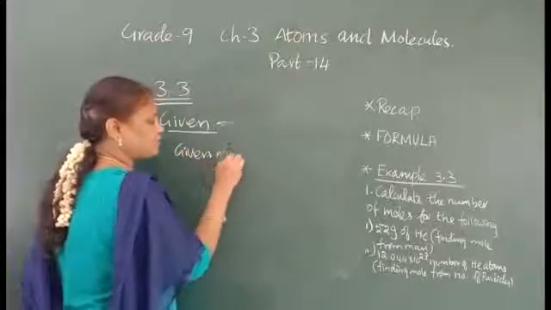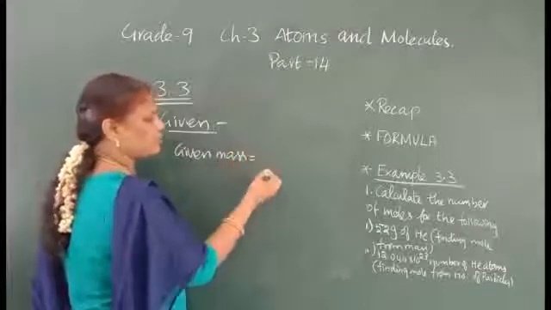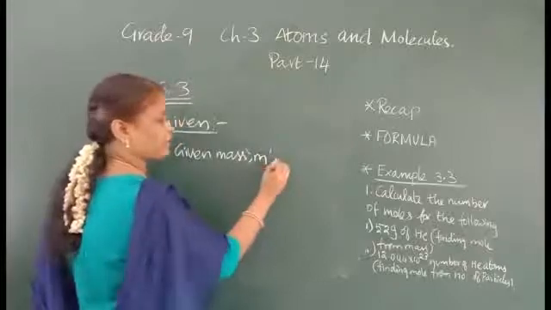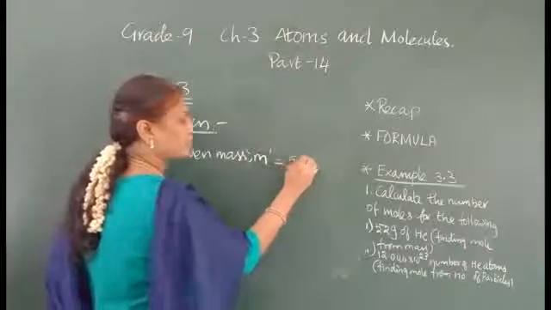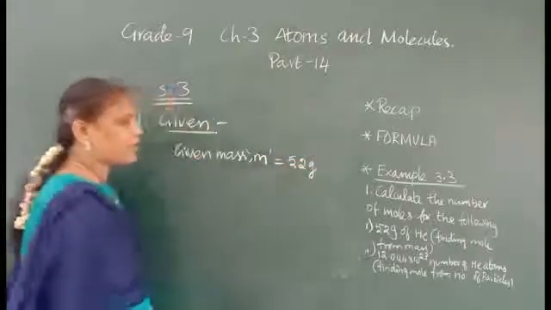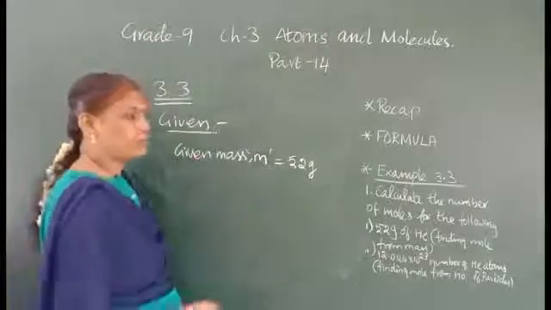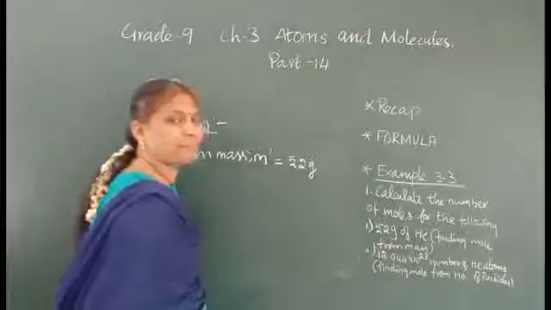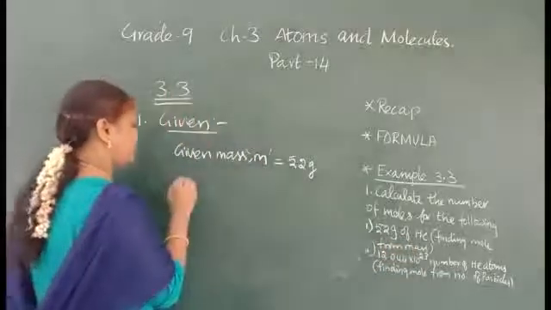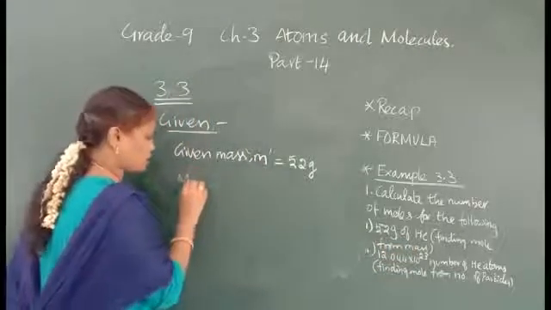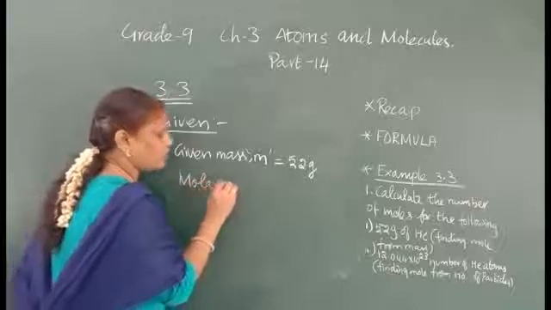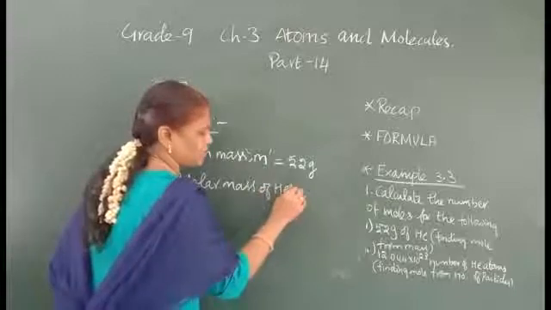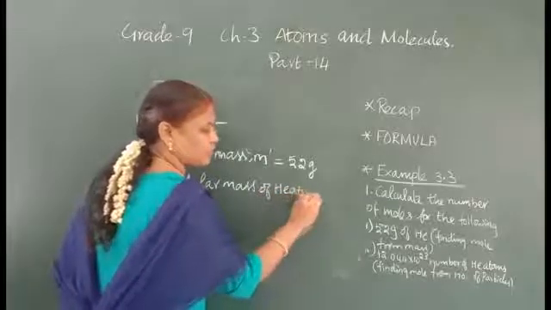Given mass is equal to small m, that is equal to 52 gram. And they have given a clue. I told you, molar mass we have to find. They have given helium. The molar mass, you should know this one. Molar mass of helium atom, because it is just monoatomic.